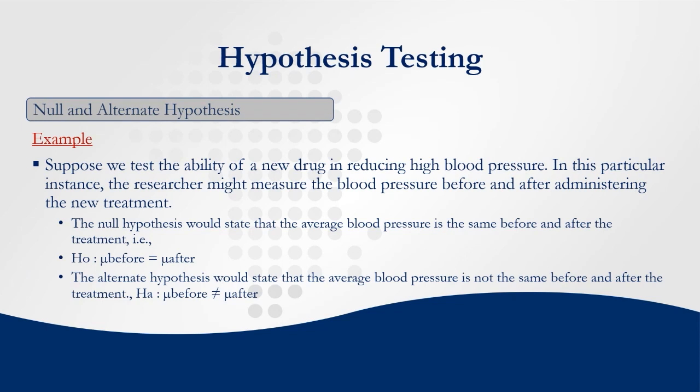the average blood pressure before and the average blood pressure after the drug has been administered, or the new treatment has been administered. The null hypothesis will then say that the average blood pressure before would be the same as after. And as I've said, the alternate will oppose that, because the alternate captures what you want to show.